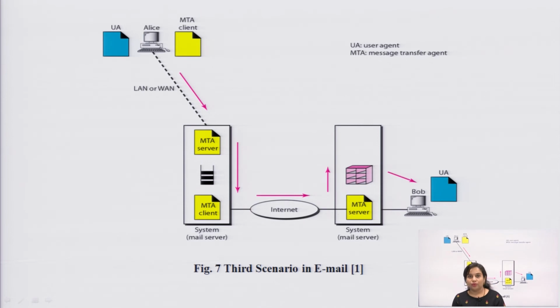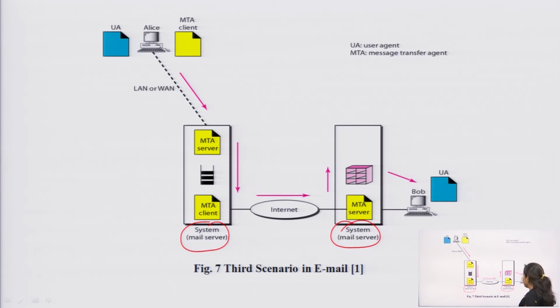Now, the third scenario, which you can see is a little more complex compared to the first and second one. In this, there is the same thing: this is system 1, this is system 2, this is the mail server, this is the mail server, that means this is the client, this is the server part, and then an additional requirement is there, that is here we require an MTA client and we require an MTA server, and here we also require an MTA server.